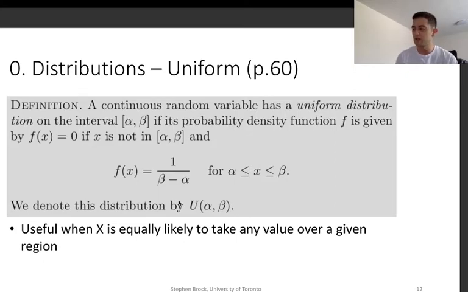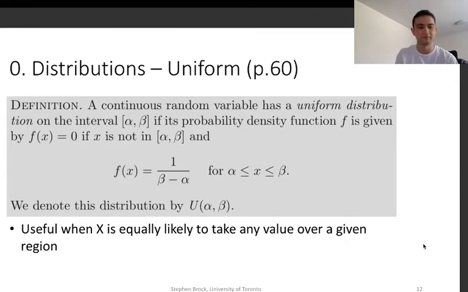Sometimes you will get questions that don't explicitly give you the probability distribution, but they'll give you information such as x is equally likely to take any value over a given region, or any sort of information that indicates to you that x is uniform over a particular region. The probability of x taking any of the values is the same. And if it's continuous, that is also important for the uniform random variable.